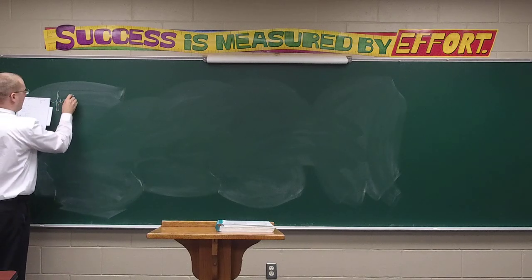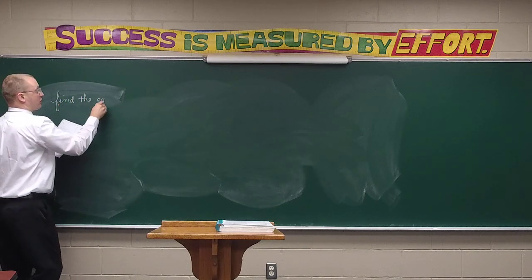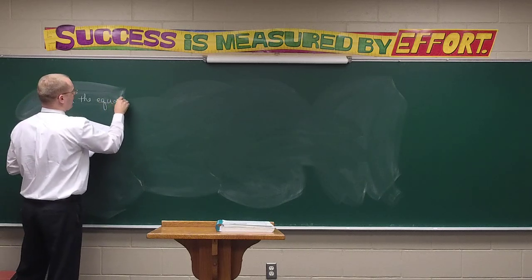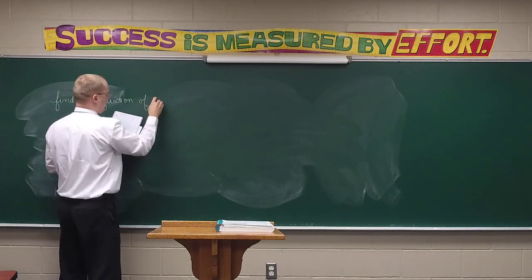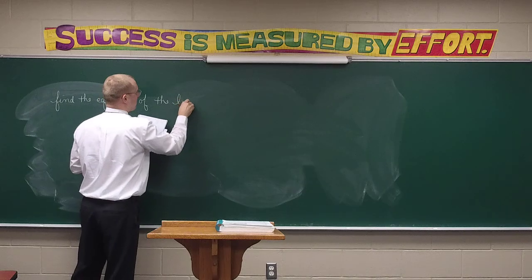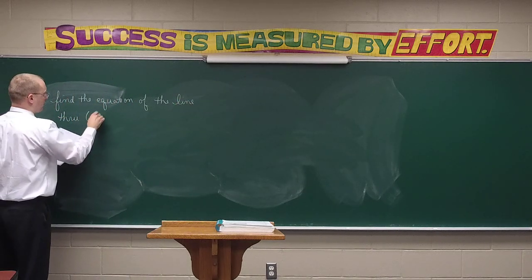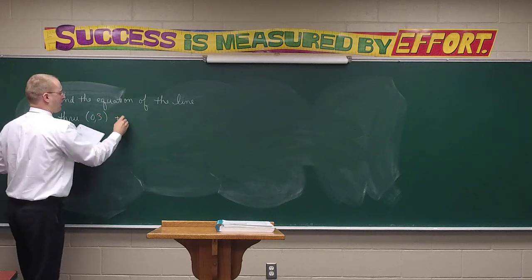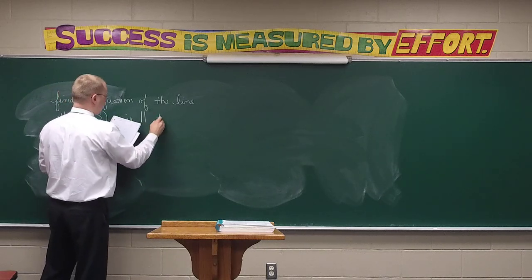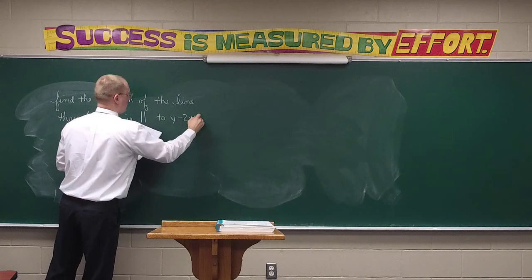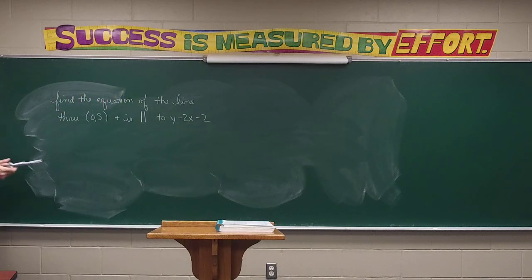I want you to find, actually we're going to do this first one together, but I want to find the equation of the line, not a line, but the line, that passes through the point (0, 3) and is parallel to y minus 2x equals 2. You're going to jot that down. You can abbreviate as needed on your paper.